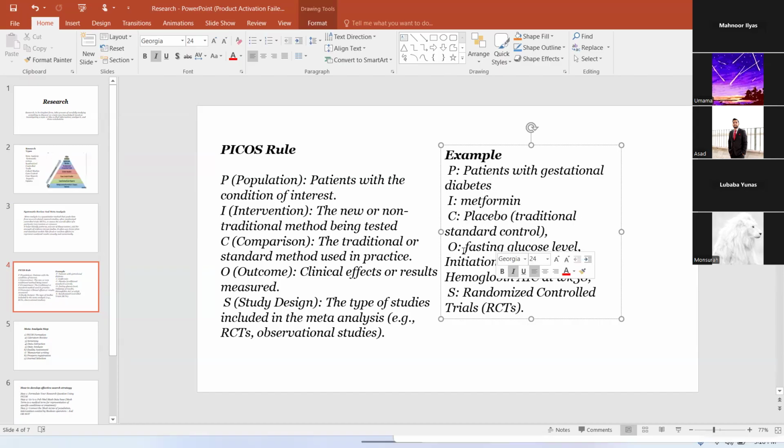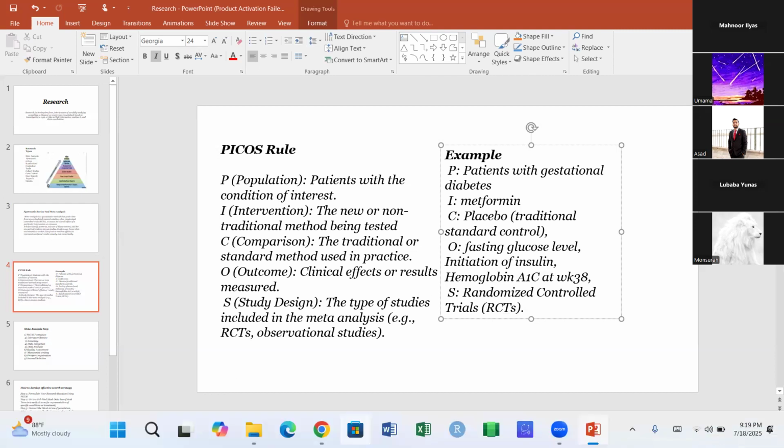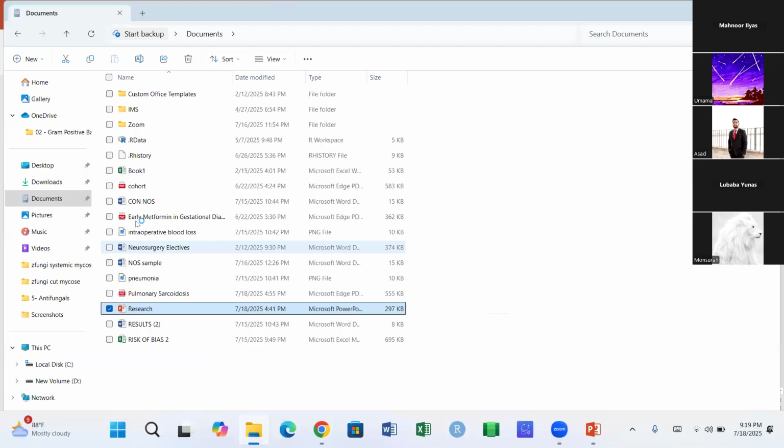Now let's say what my outcomes are. My outcomes of interest are fasting plasma glucose or fasting glucose level, initiation of insulin, and hemoglobin HbA1c at 38 weeks. This I'll show through an example. Now I'll share an RCT, and my study design is RCT. On this example, I'll come to a study, and in this study, I'll show you my PICO. So this is the study.